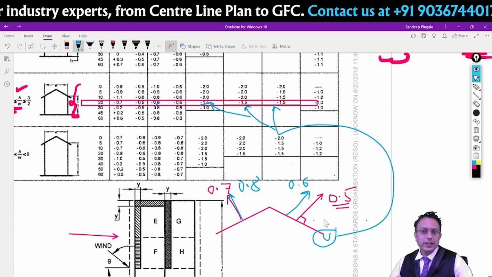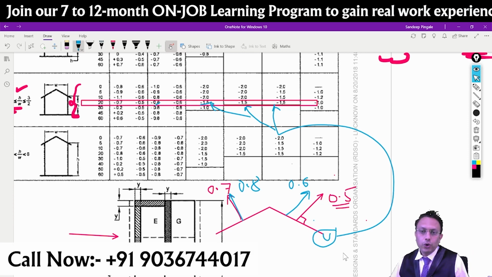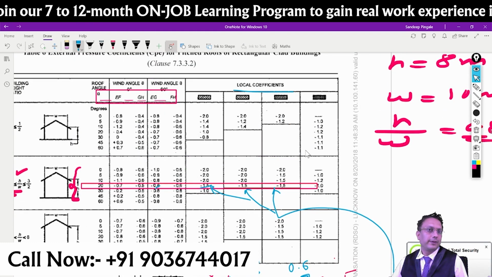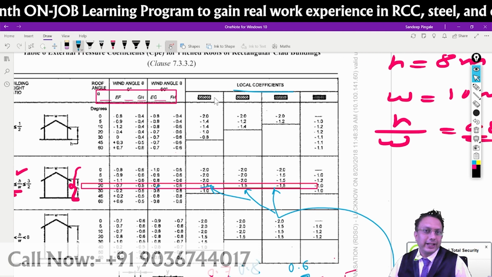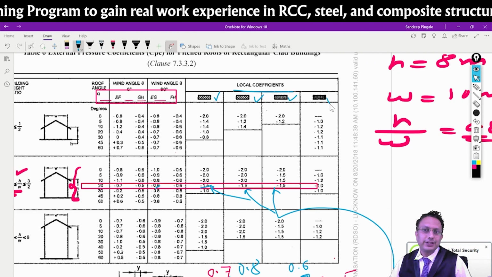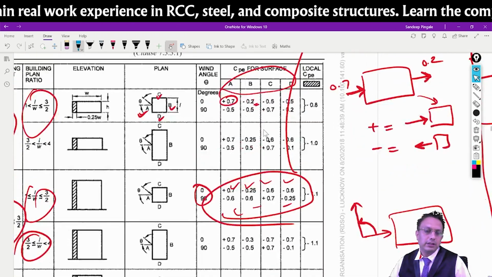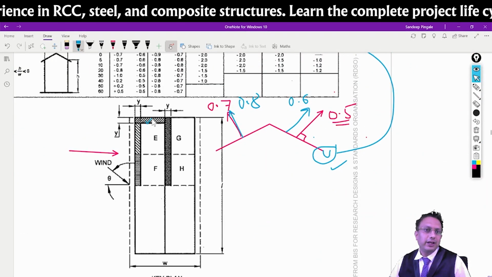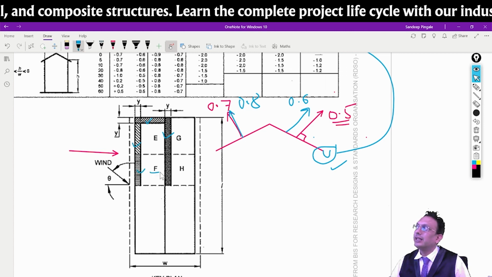Understood? So is it for everywhere? No, it is only for the localized coefficient. And localized coefficient also, where is it? So there is a graph here, there is a graph here, there is a graph here, there is a graph here. What is the graph? So there is a graphical representation. Can you see the graph here? There are different graphs. I hope you can identify that.